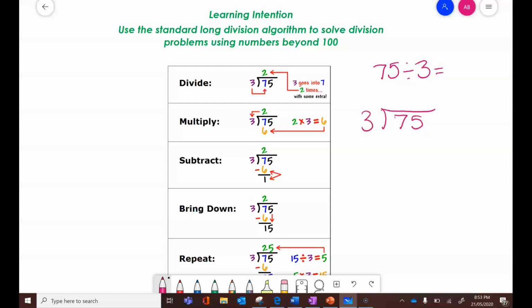So I've got 75 divided by 3. And my answer is going to go up here. So my quotient will go on the top line. So let's look at how we do this.